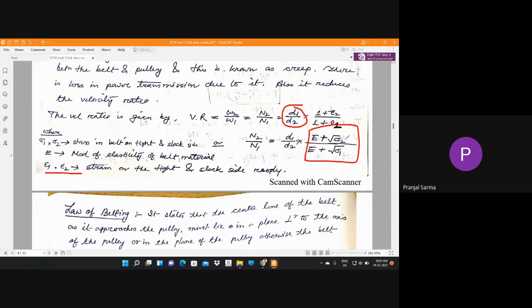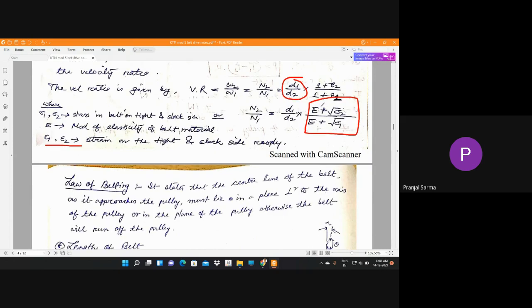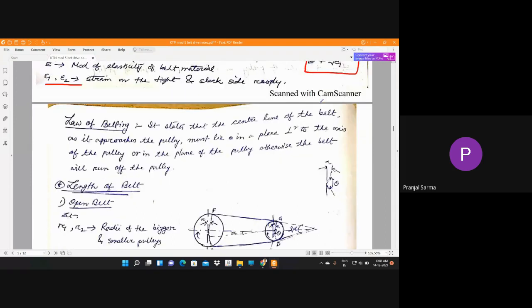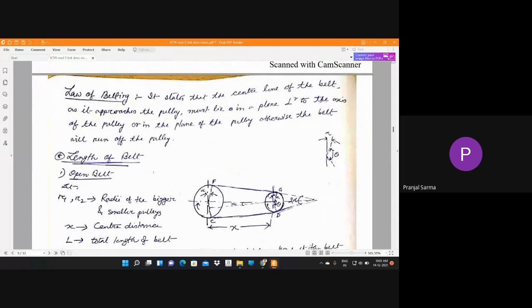So sigma 2 and sigma 1 are the stresses in the belt on the tight and the slack side. And as the belt is made of the same material, E, that is the modulus of elasticity for the material, remains the same. Okay, so there will not be any E1 or E2, it is the same E, because even though the belt is undergoing extension and contraction, it is the same belt material. Okay, understood?